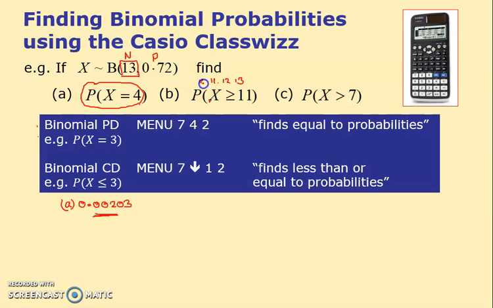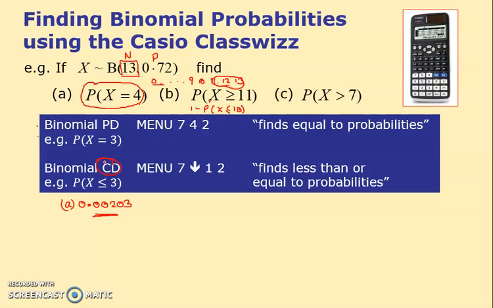But of course it means I don't want 10, I don't want 9, I don't want any of these numbers down to 0. So the opposite of 11 or more is that lot. So I think this is 1 minus the probability that x is less than or equal to 10. And notice how that number sometimes has to change. And notice it's a less than or equal to, so this time I'm going to do the binomial CD.